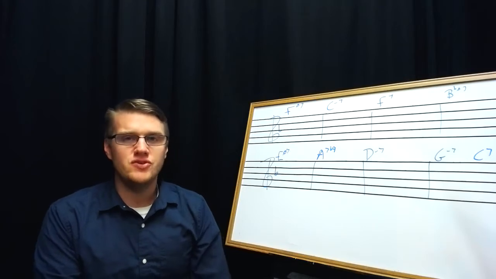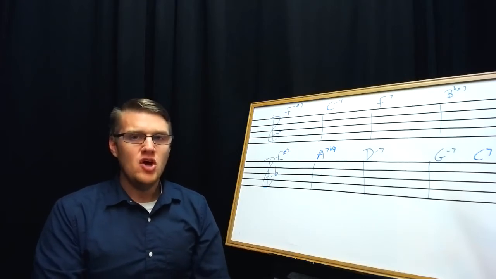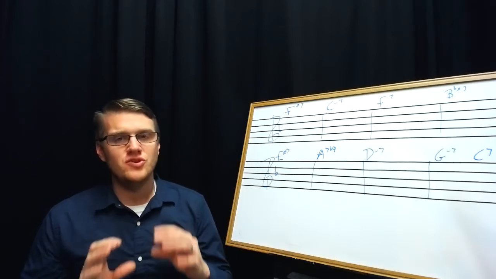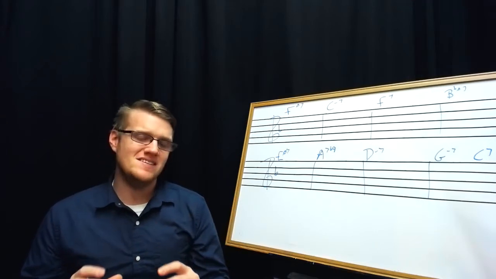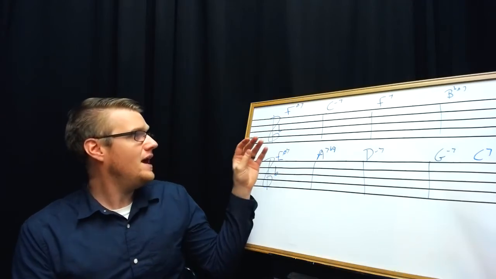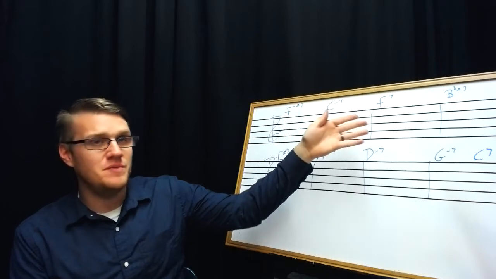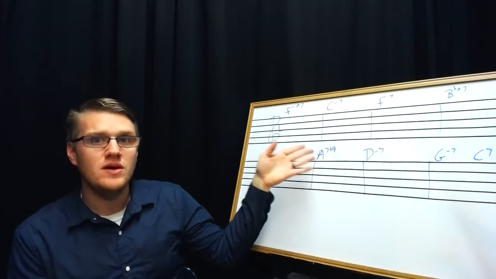A secondary 2/5s is just like a secondary dominant where you're temporarily moving to a new key area. You're tonicizing a new key. It's just like secondary dominants, but now you're adding the 2 instead of the 5.